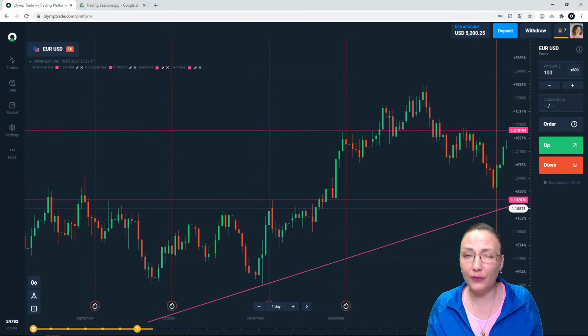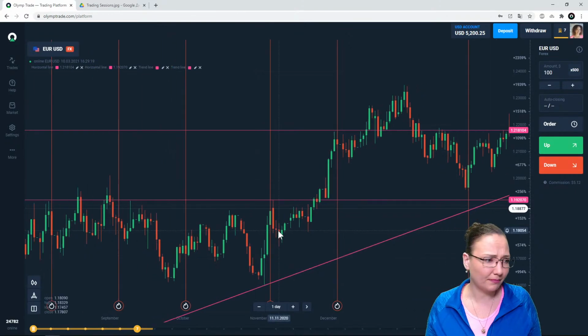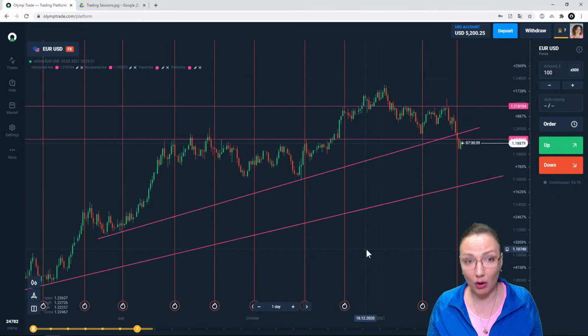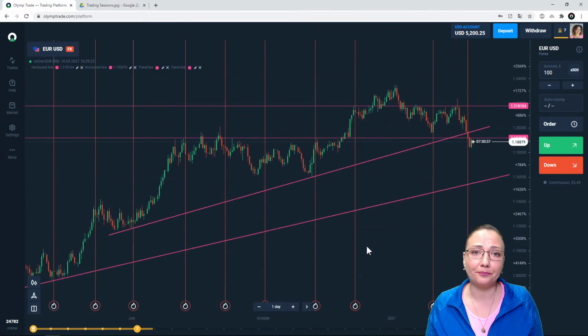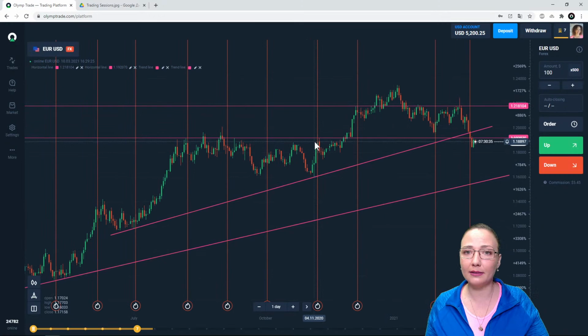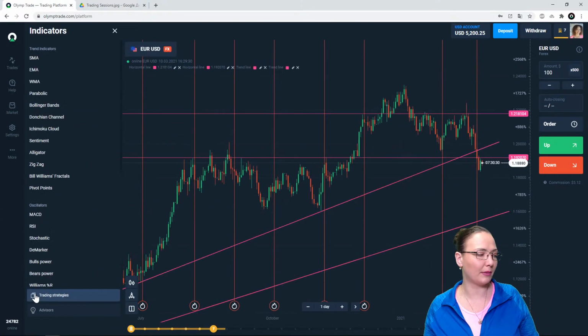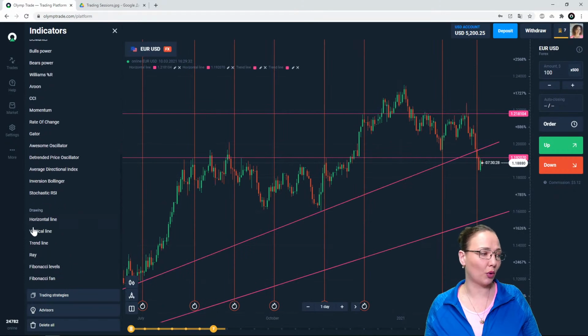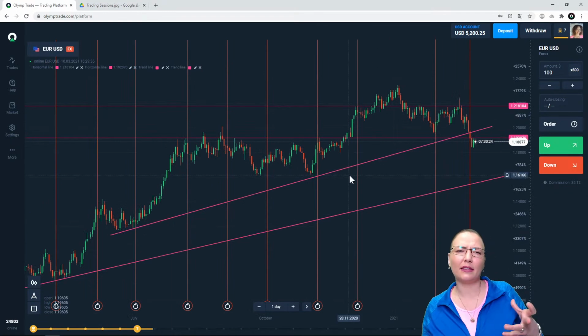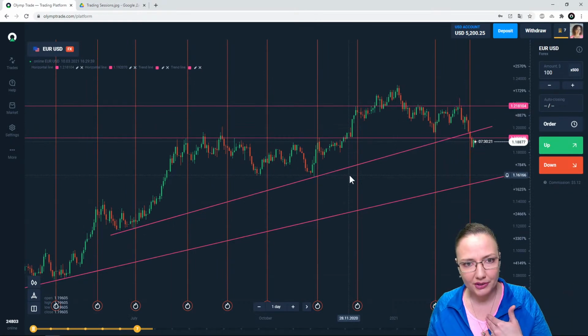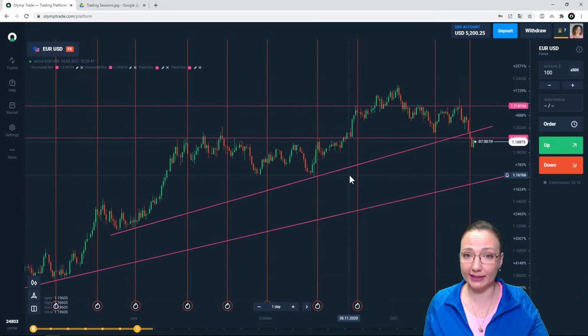Now, there are a few tools that we can use. First of all, of course, we have our drawing tools, such as the horizontal line and the trend line. These are my trend lines, and this is my horizontal line. We can find them in the indicators all the way on the bottom in this drawing section. The thing is that we as traders draw these levels ourselves, and each of us can have a slightly different vision of where we see support and resistance.